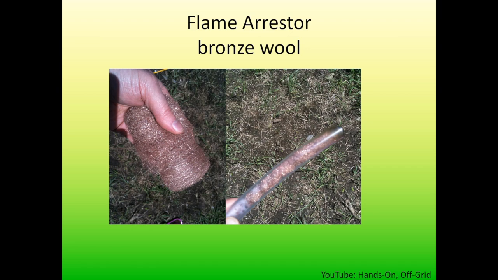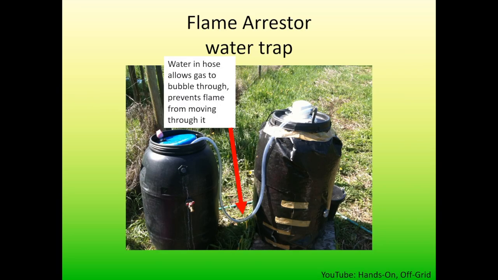A simple flame arrestor can be made with bronze wool. Push an inch or two of it up into the gas feed tube, and that should be effective in preventing the flame from moving backwards through the hose. Here's another simple flame arrestor design. A few inches of water in the hose allows gas to bubble through, but prevents the flame from moving through it. This trap isolates the digester vessel from the gas collection vessel.